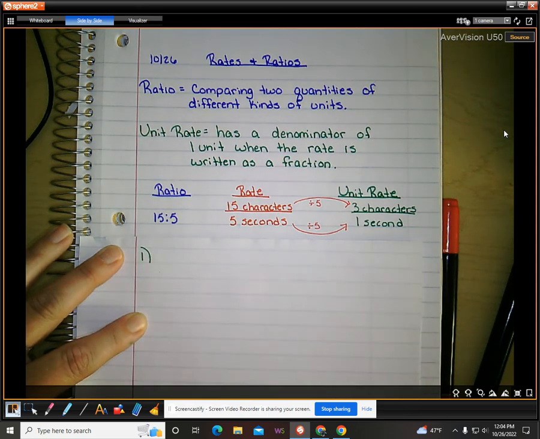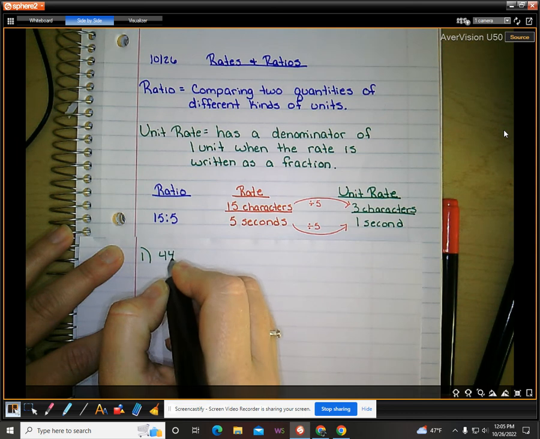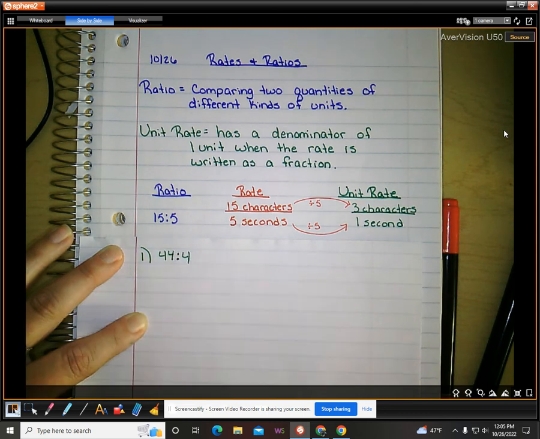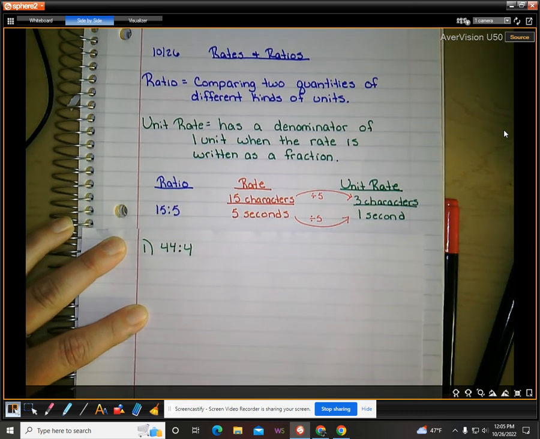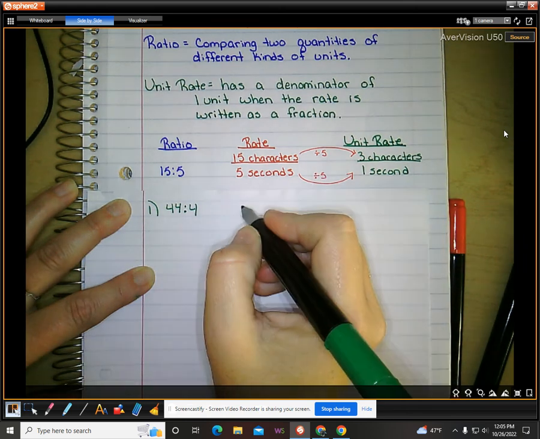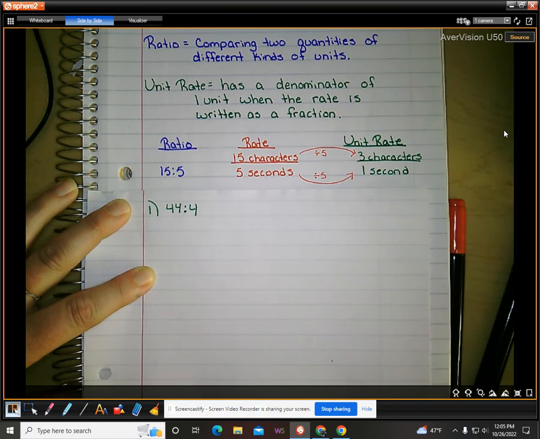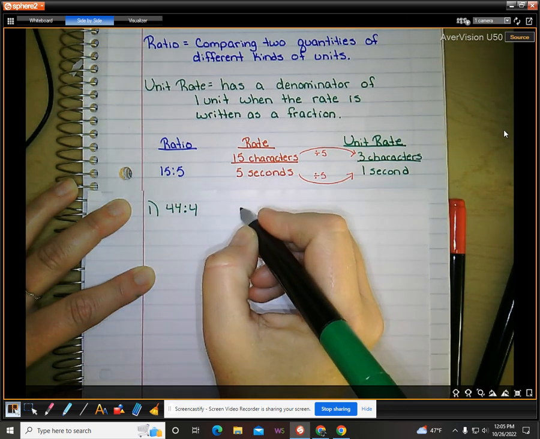So if we went to a basketball game and there was a ratio of points to quarters, 44 to 4, that's how we would write a ratio: 44 points and 4 quarters. To write that as a rate, it needs to be a fraction. Okay, Jordan, what do you think it is? You're doing unit rate. We've got to do a step in between. You're one step ahead of me, bud.